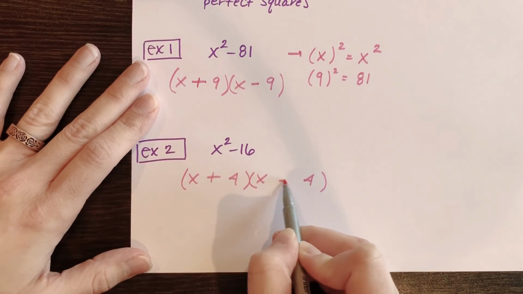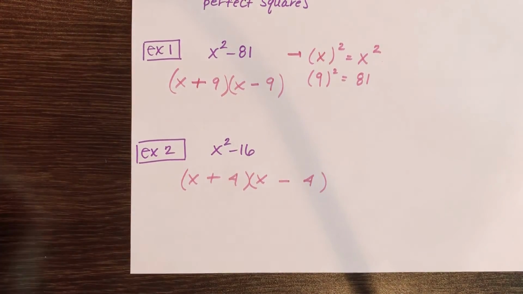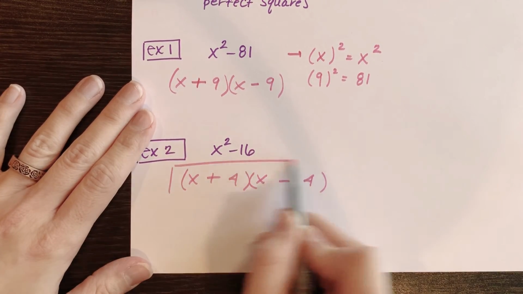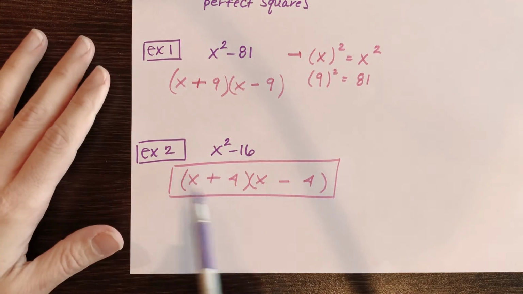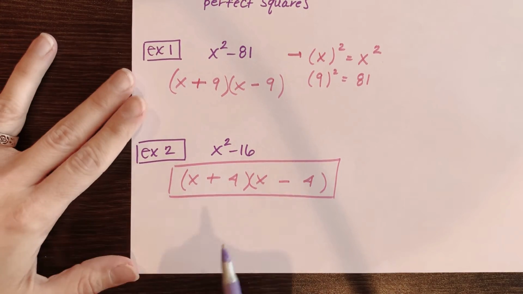One gets a plus, one gets a minus. Let me double distribute. This is my answer. That's it. You're done, guys. That's it, right? Super easy. But let me double distribute to check that I get back what I started with, right?